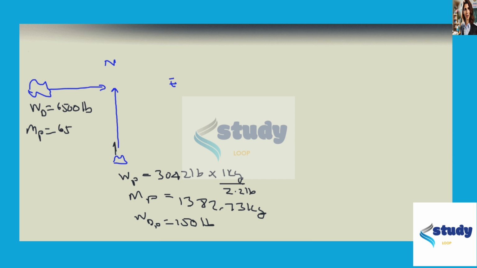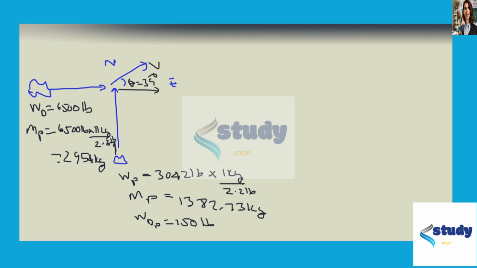We multiply 6,500 pounds times 1 kilogram over 2.2 pounds. And that gives us 6,500 divided by 2.2. It's rounded off, so 2954 kilograms. Okay, that's what's happening. And then also they're going to collide with each other, making an angle of 39 degrees. So let's call that theta. Theta equals 39 degrees.